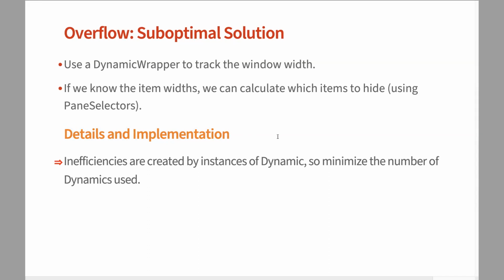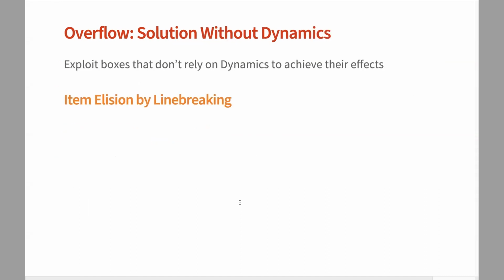Basically what you find is that because there are lots of dynamics in this, as in explicit dynamics that we wrote in this solution, those create inefficiencies. For example, there's the dynamic wrapper, which is going to fire every time the window is resized, and then there's a dynamic in each item to know when to switch it. So the moral of this story is, can we do this without using dynamic? We minimize the number of dynamics we have to use, and we want to exploit boxes that don't rely on dynamics to achieve their effects.